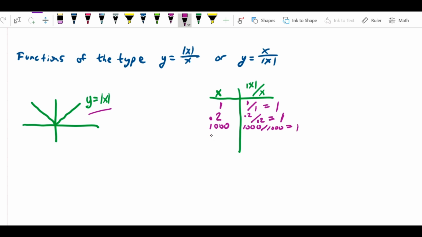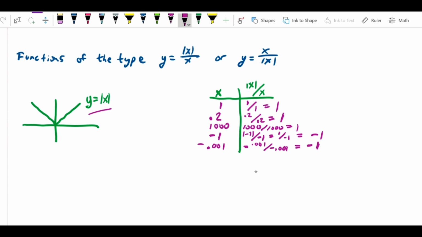But look what happens if I put in a negative value, like say negative 1. The absolute value of negative 1 is just 1, and negative 1 itself is negative 1. So this is 1 over negative 1, which equals negative 1. If I put in negative 0.001, that's the absolute value of negative 0.001 divided by negative 0.001. Divide those and you get once again negative 1. So this is a function that's equal to 1 or negative 1 depending on which side of 0 you're on.